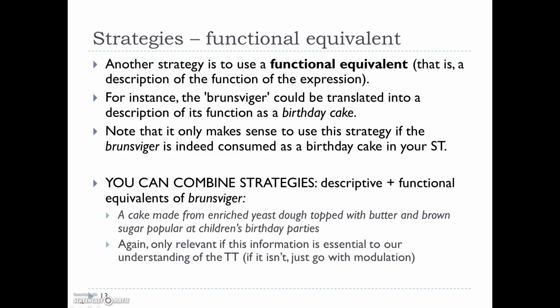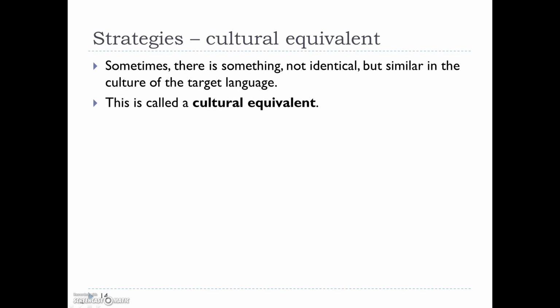And again, it's really only relevant to supply all of this information if it is essential to our understanding of the target text. If it isn't, if all of this is superfluous and it's too long, basically going with modulation, for instance, just choosing cake, that's probably going to be a better solution.